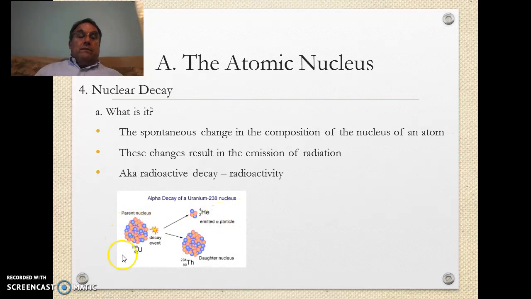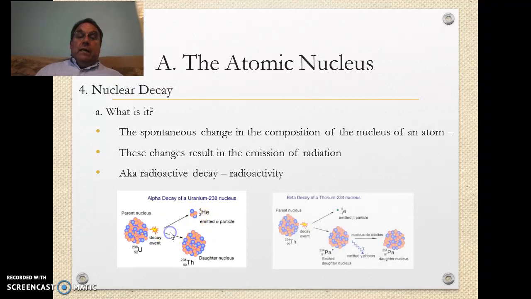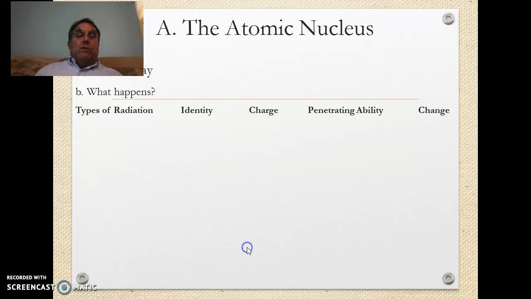So this slide shows that if you have a big unstable nucleus and it undergoes a decay event, what that means is it spits out a subatomic particle, in this case an alpha particle. And the nucleus then becomes a different element because of that subatomic particle being lost. During beta decay, an unstable nucleus will spit out a beta particle, and then there's a different sort of change, but it does become a different element, and we'll learn how to predict what element will occur in each case. But first we have to look at what exactly are the different types of radiation.